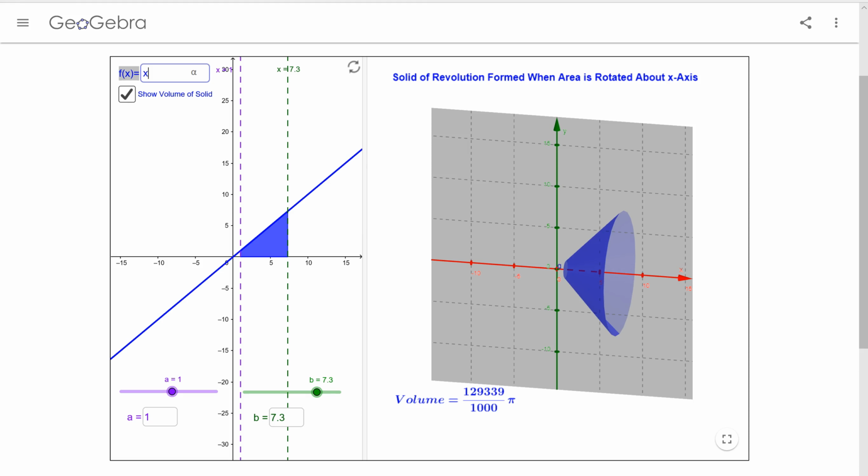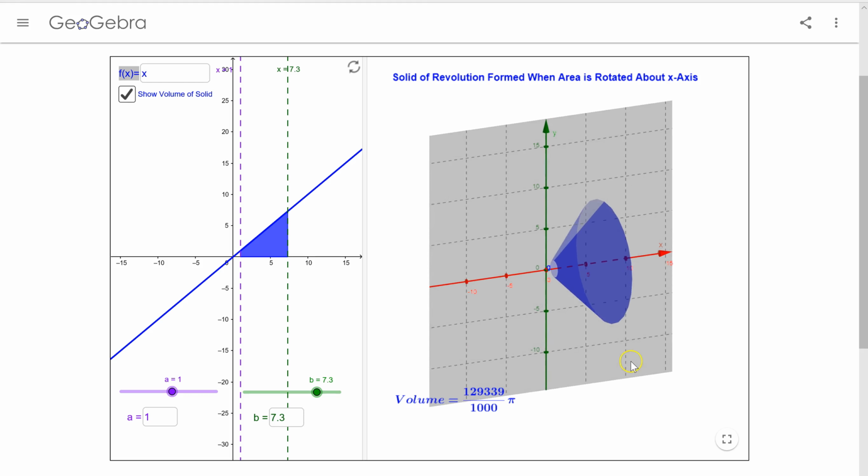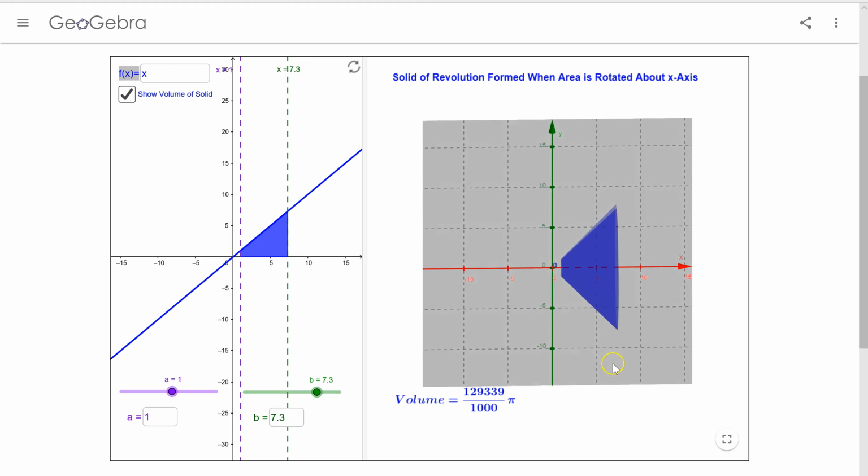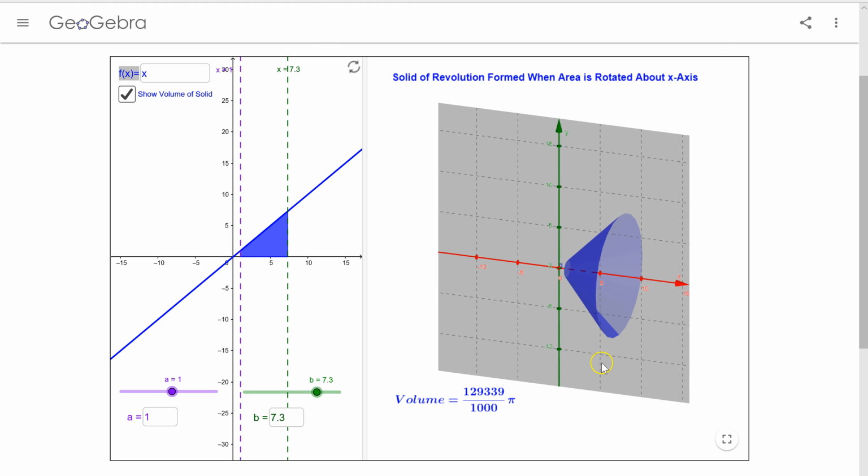Just before we leave that, here is one more example. So this is the curve y equals x, our straight line y equals x. We have this shape here which we're rotating around the axis, and this is the shape that we form down here. So again, you can see that that is some sort of a funnel shape.